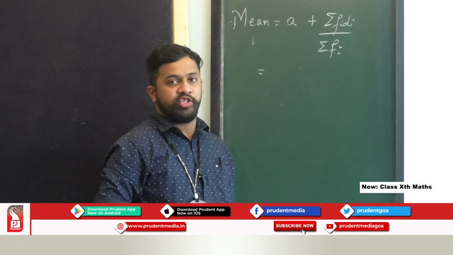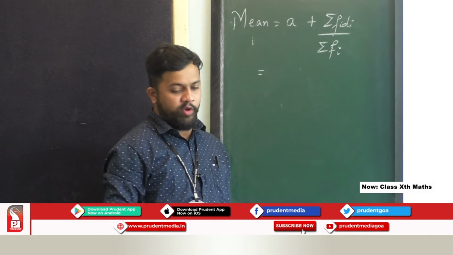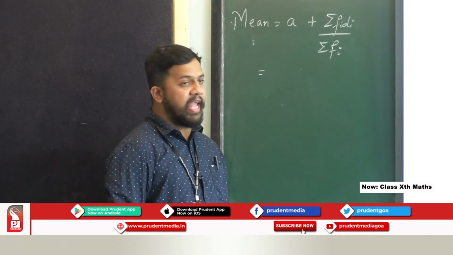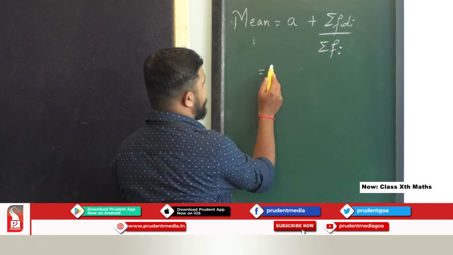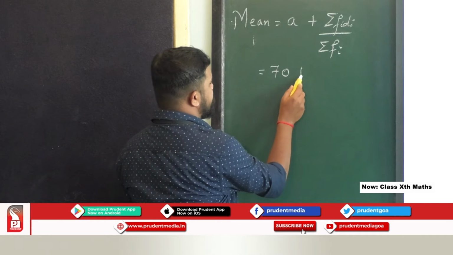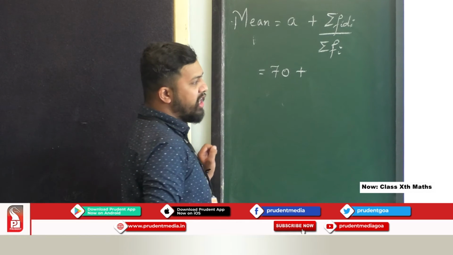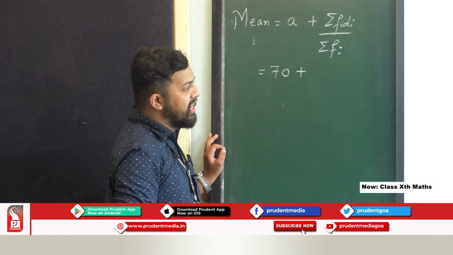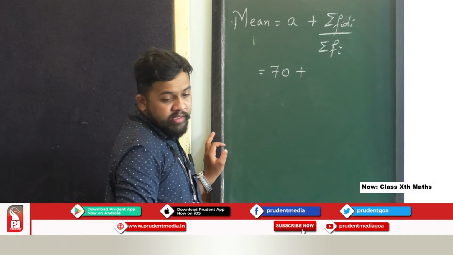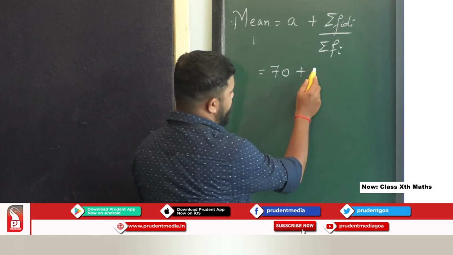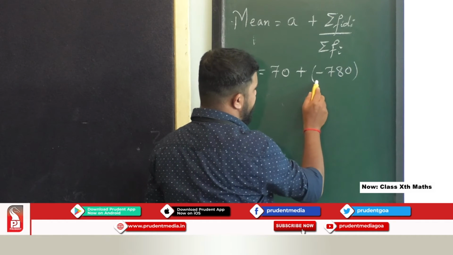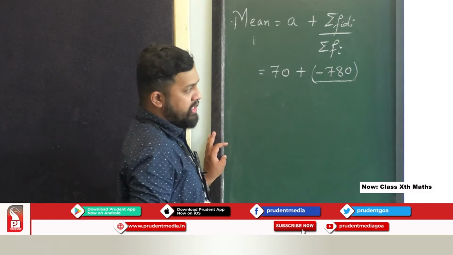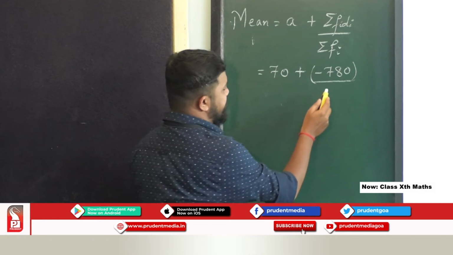The next thing is to substitute all the values. What is your A? A is assumed mean, which is already marked there, 70. So write that 70. Plus summation fidi. Summation fidi is nothing but negative, that is negative 780. So minus 780 divided by summation fi. What is summation fi? It is 60.